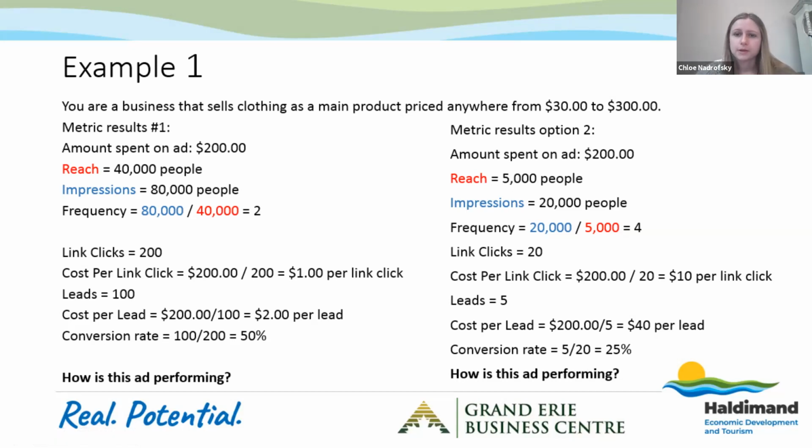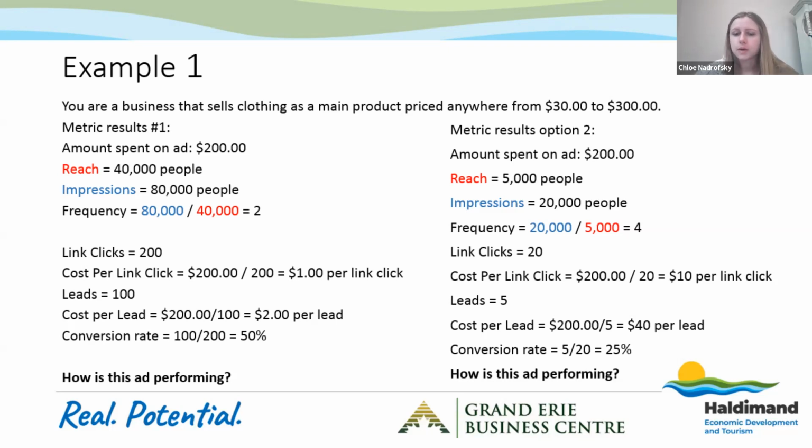So the second group of metrics is, again, they're spending $200 on the ad. This time they're only reaching 5,000 people, but there are 20,000 impressions. So it's going to give us a frequency, or ad exposure, of 4 per person on average. This is a little bit higher and a little bit riskier. You might be overexposing your ad and causing some ad blindness. So this is a little bit of a red flag. It's quite a high number for frequency. So again, it's important to calculate these things to make sure that you're not exposing it too much. In this case, they had 20 link clicks.